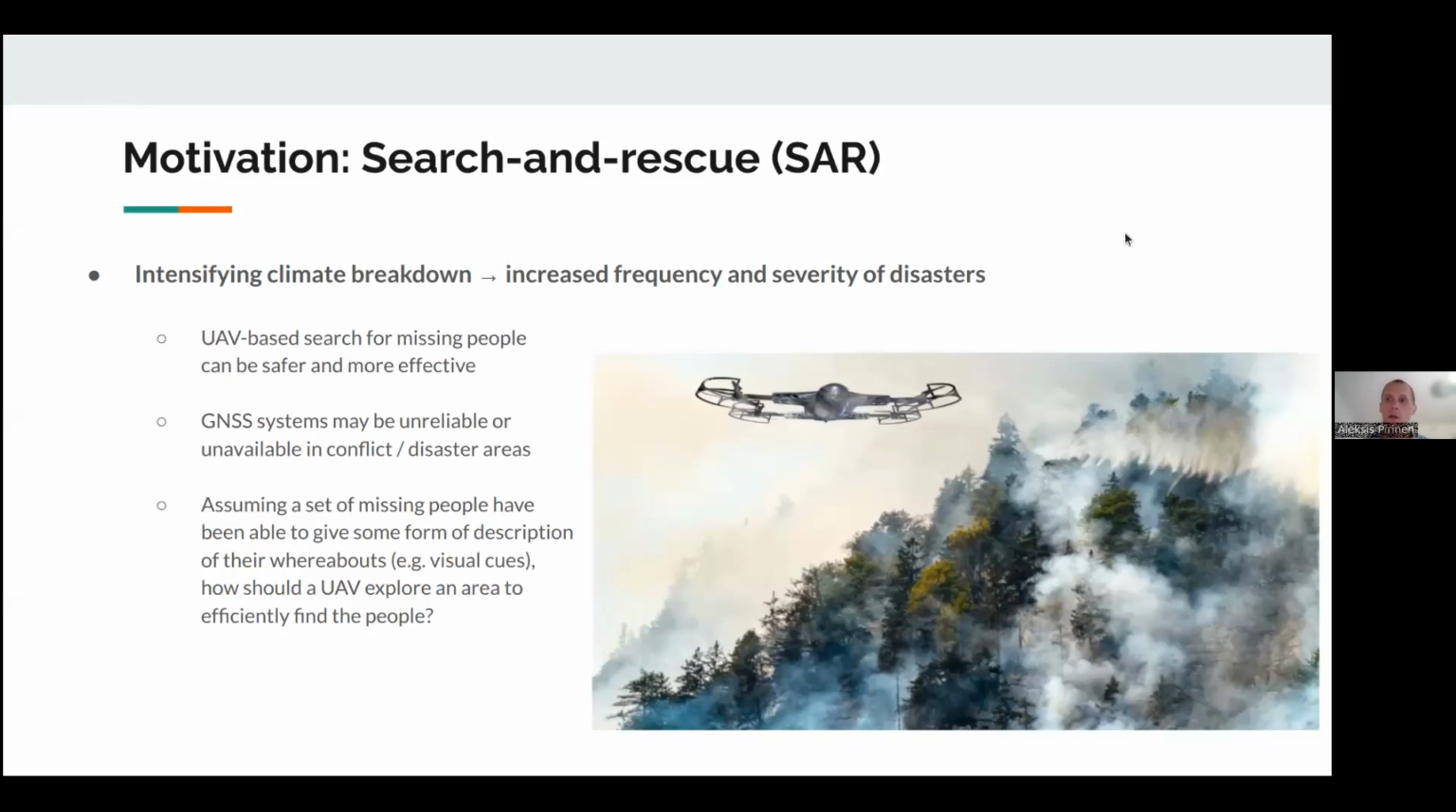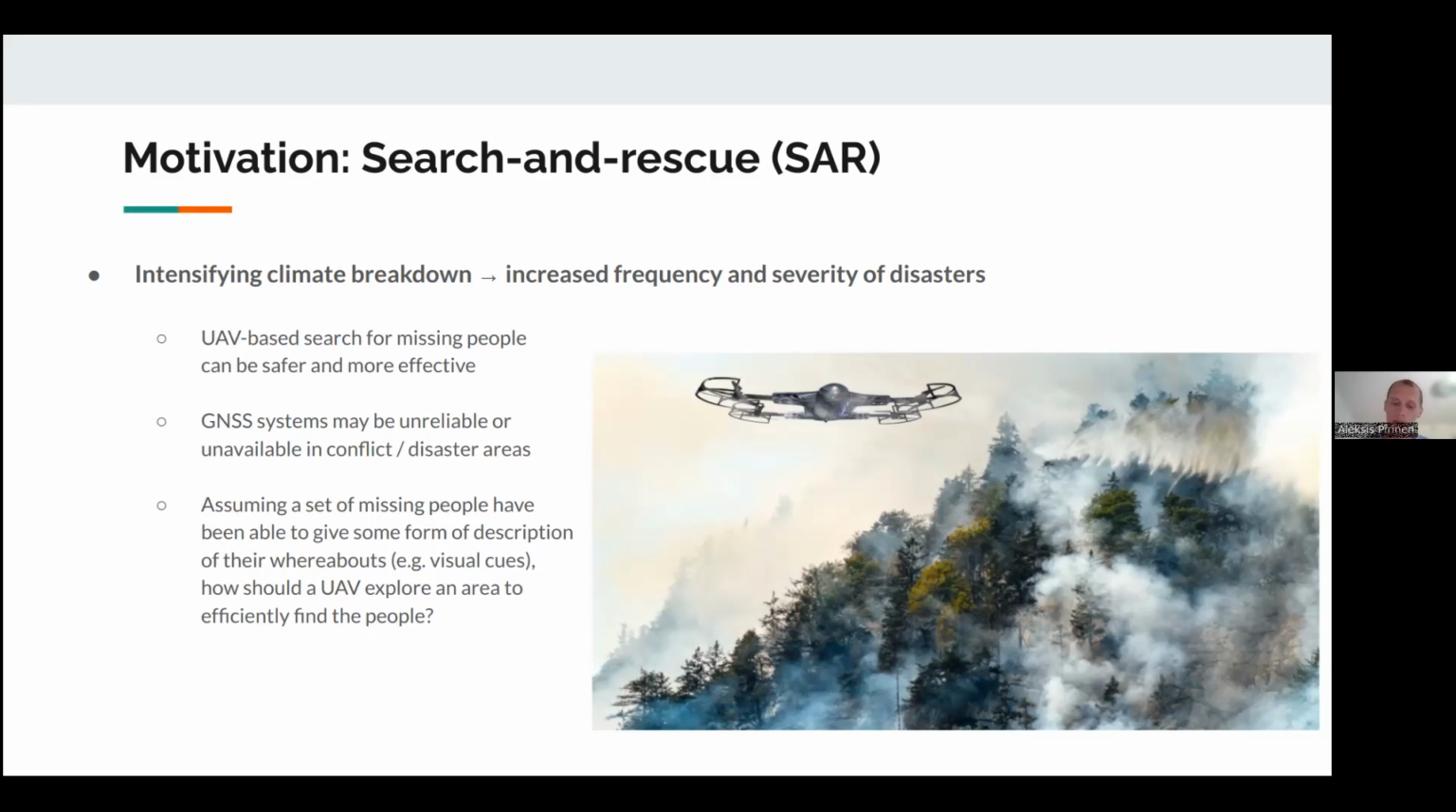The motivation behind our work is the broadly increasing use of UAVs within a bunch of environmental monitoring applications and other regimes, such as search and rescue. With intensifying climate breakdown, we are already seeing an increased frequency and severity of natural disasters. A safer and more effective approach than humans operating on the ground, UAVs could be used to do certain parts, at least, of the search and rescue operations instead.